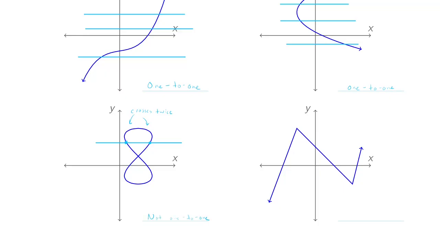Similarly, looking at the last graph, we see that, for example, this horizontal line crosses the graph 3 times. And so this relation is also not one-to-one. So, like the vertical line test to check for a function, we can use the horizontal line test to test whether a relation is one-to-one.